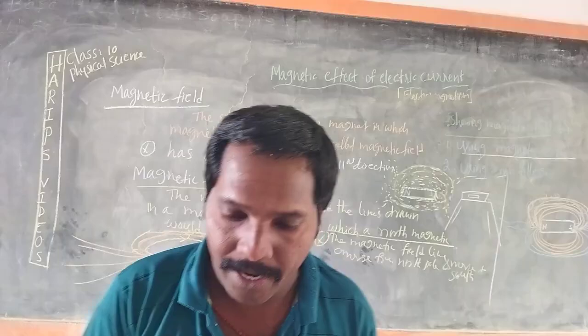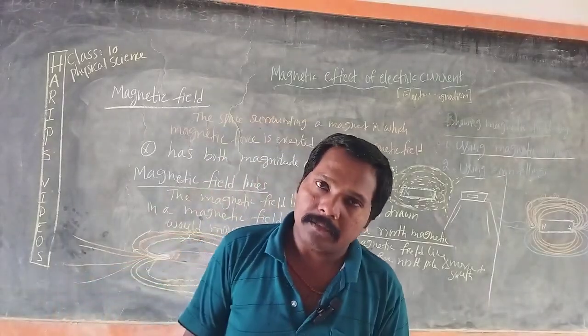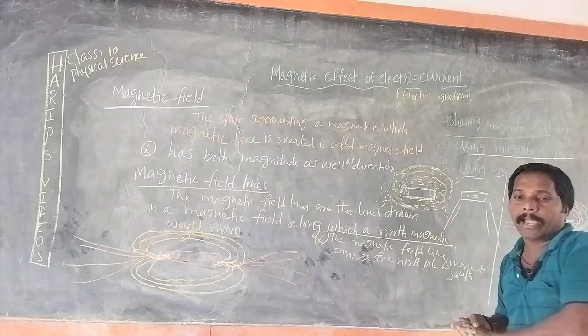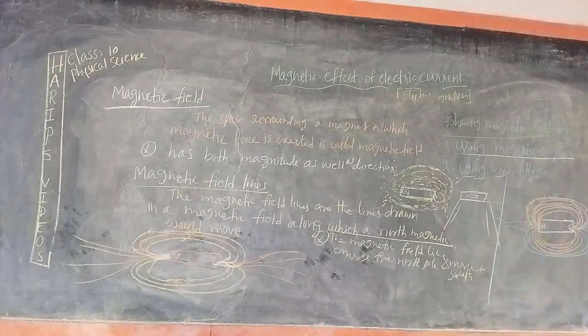So these are the properties of the magnetic field lines, and this is about the magnetic field. I hope you understand. Please read the textbook and learn what bar magnets and compasses are, so you are able to understand all these things.